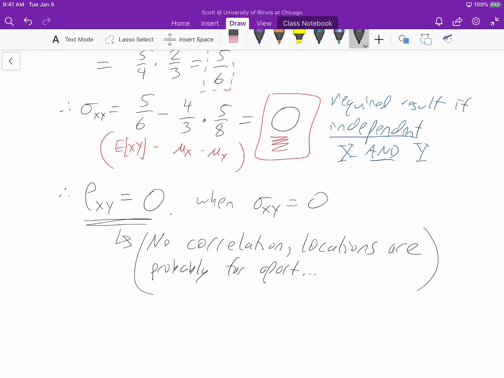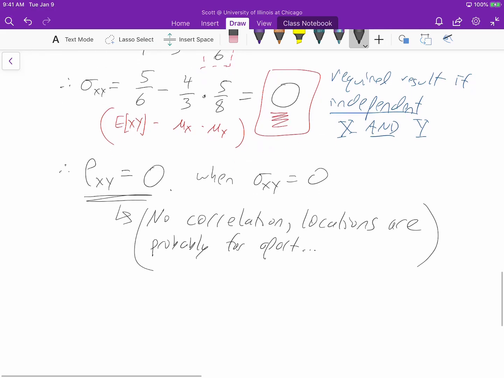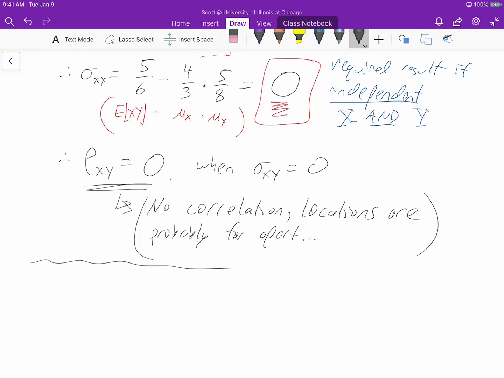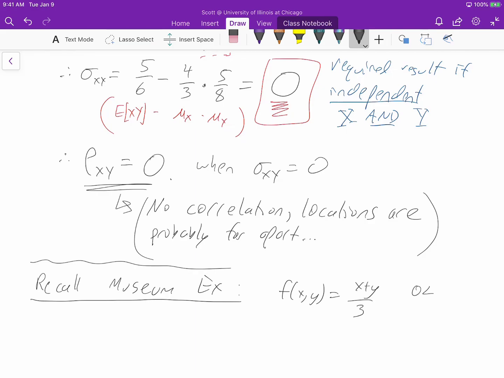So instead, I want to finish off this example by referring to a different example. Recall the museum example. We called it the museum example when we went to the slides and looked at the visuals, but this was defined this way. F of x, y was x plus y over 3 from 0 to 2 in x, and also, so the bounds here are the exact same. Okay, and then 0 elsewhere.